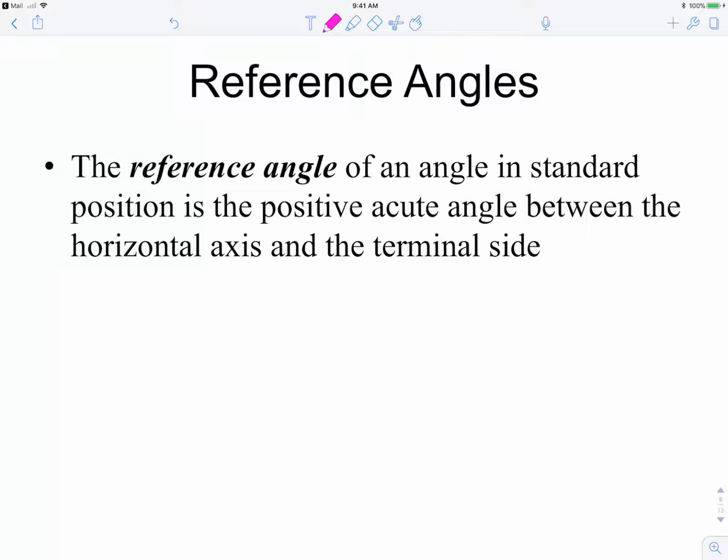But here's the definition of a reference angle. The reference angle of an angle that's in standard position, meaning that its initial ray lies on the positive x-axis and its terminal ray terminates at the x-axis or somewhere else in the xy plane, is the positive acute angle between the horizontal axis, so the x-axis, and the terminal side. Okay, so this information is important for determining reference angles.